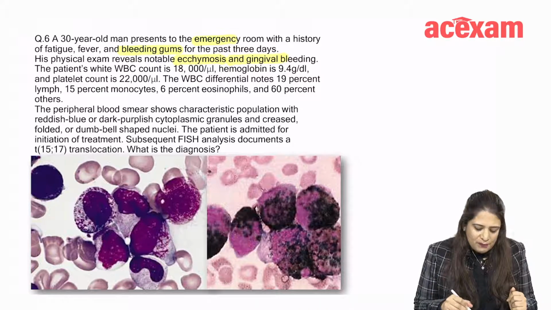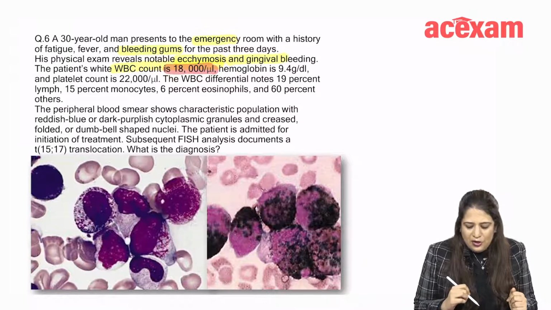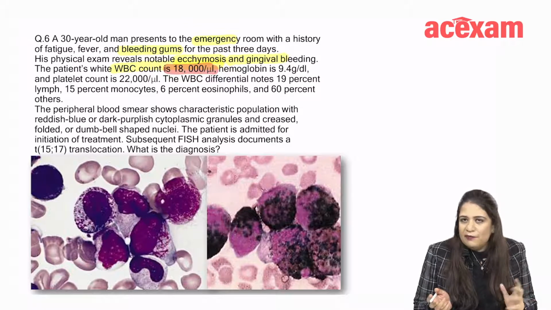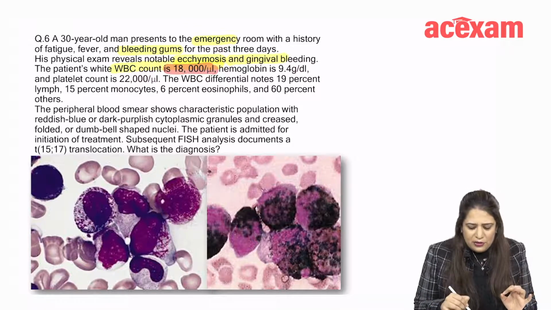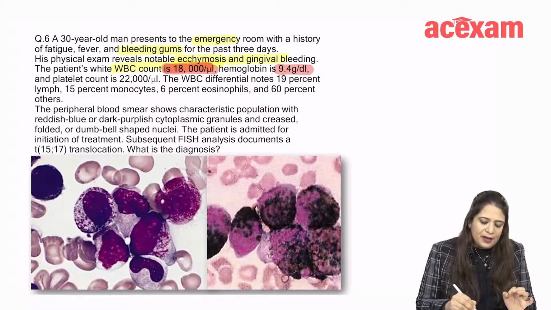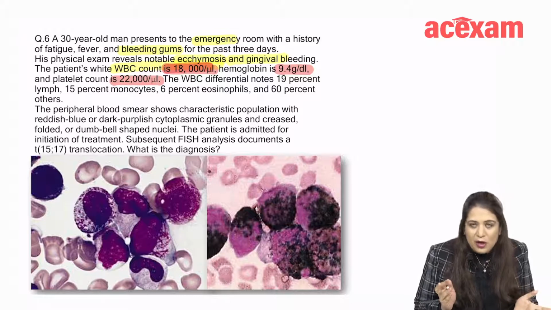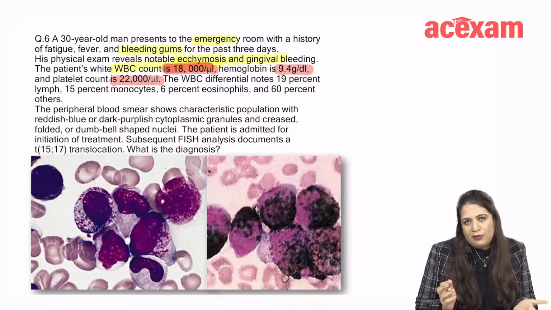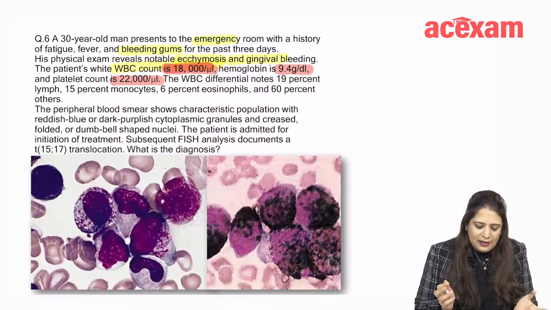Then the patient's WBC count is 18,000. So there is leukocytosis; the normal range is generally 4 to 11,000 per microliter. Hemoglobin is 9.4, so he certainly has anemia. And the platelet count is just 22,000, whereas it has to be more than 1.5 lakh, or more than 1 lakh.